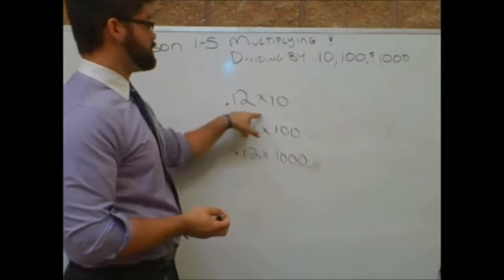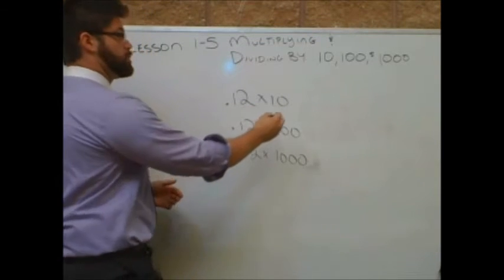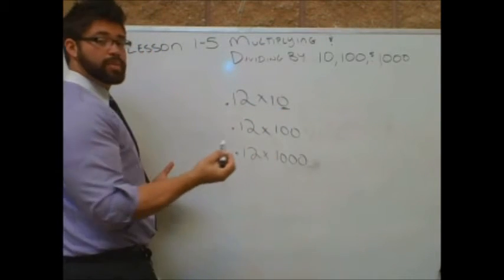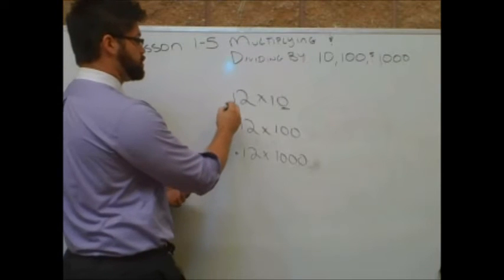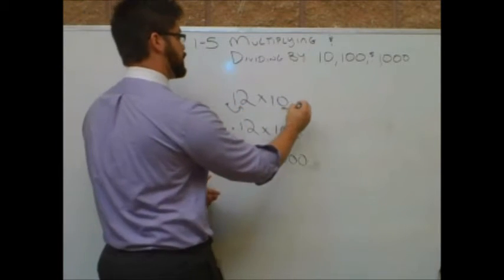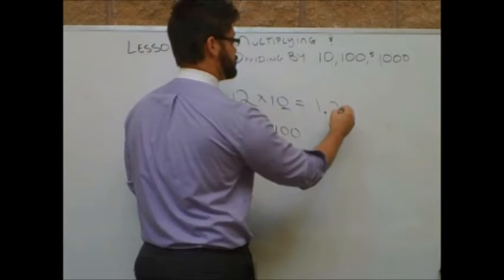So 12 hundredths times 10. How many zeros are in 10? 1. So how many times are we going to move the decimal place to the right? We're going to move it once. So our answer is going to be 1.2.